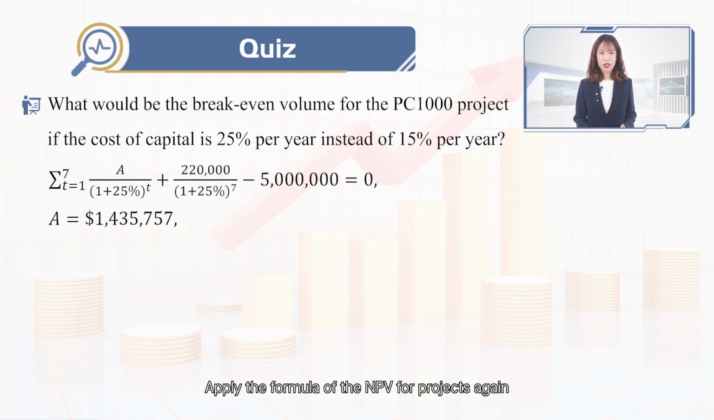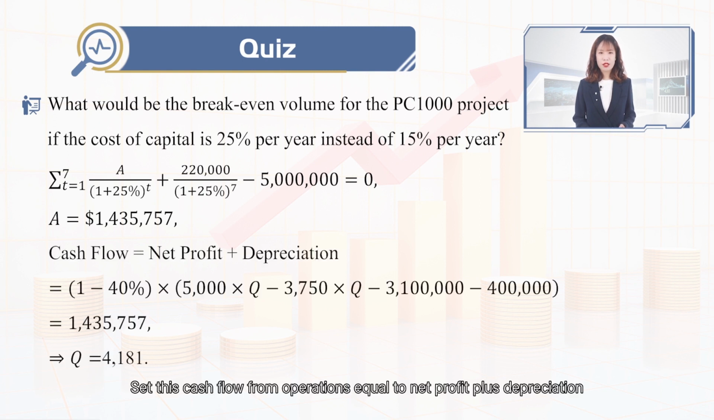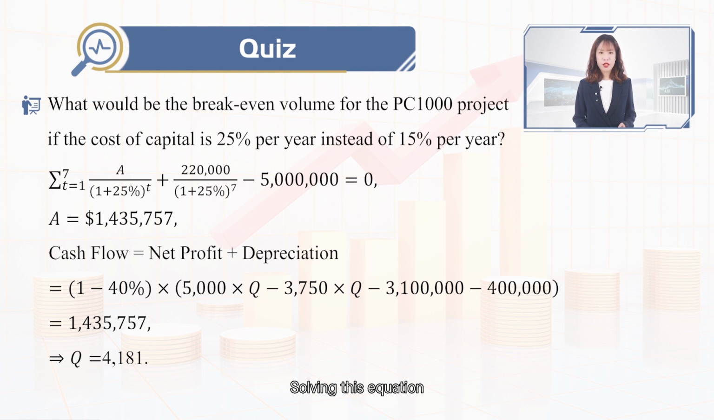Apply the formula of the NPV for projects again. We can rewrite the NPV formula for this PC1000 project under the cost of capital of 25%. Setting this NPV formula as 0 and solving this equation, the cash flow from operations can be obtained. Set this cash flow from operations equal to the net profit plus depreciation, and express it as an equation about the sales volume Q. Solving this equation, the break-even volume Q is obtained as 4,181.